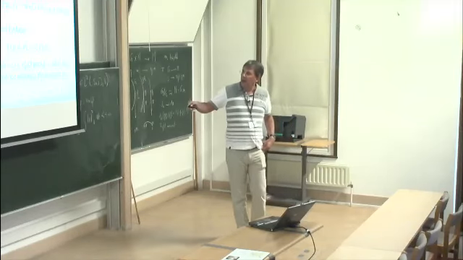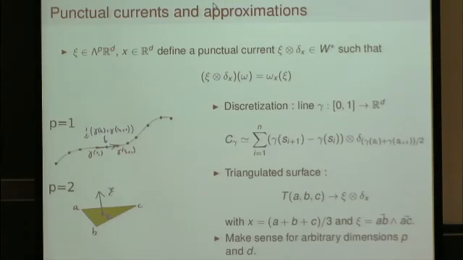For a triangulated surface, that's more or less the same thing. In that situation, you have an isometry between two-vectors and normal vectors because 3 minus 2 equals 1. So that's why we are lucky in 3 dimensions. This trick does not hold anymore in more general situations. But you can represent punctual currents like this, and this makes sense for arbitrary dimensions. So for a 2-dimensional surface in 4-dimensional space, that makes sense.